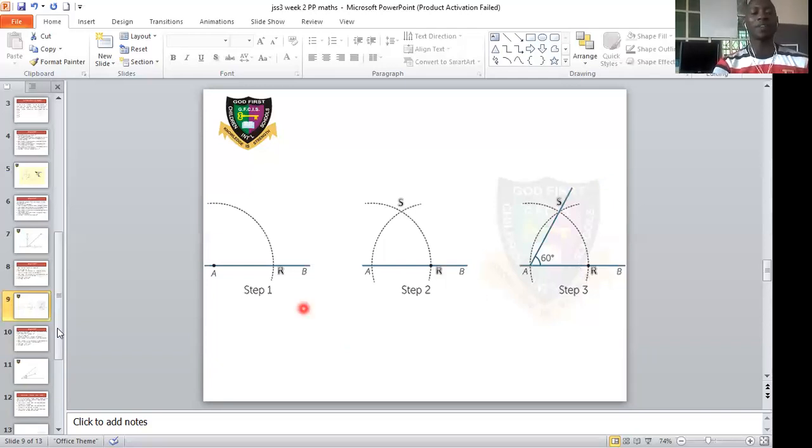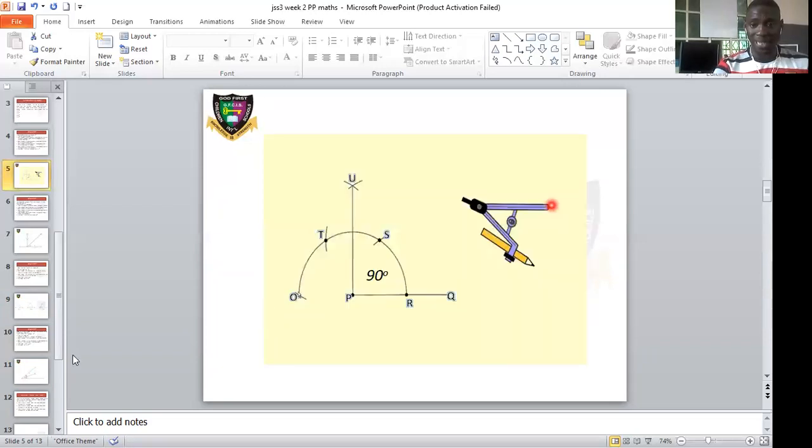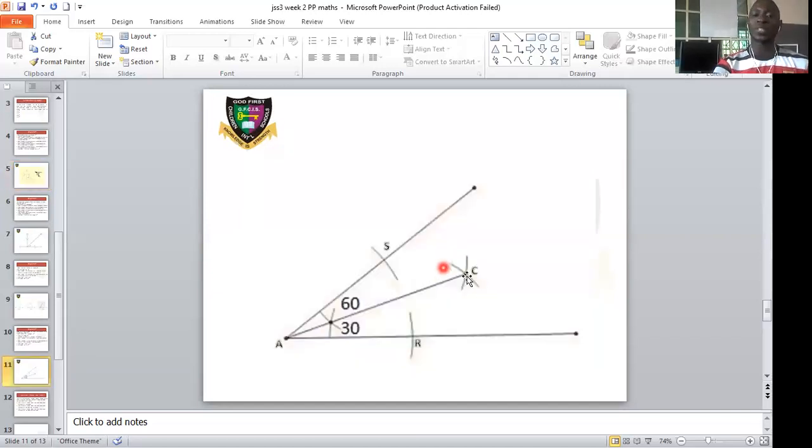So if you want to divide it now, the first thing you do is place the point of compass at S and draw an arc. You draw this arc. Then you place the point of your compass again with the same length of compass with the pencil. The same length used here is what you use here also. So you place it at R and cut the arc drawn from S. The point of intersection where they meet, you label it C.